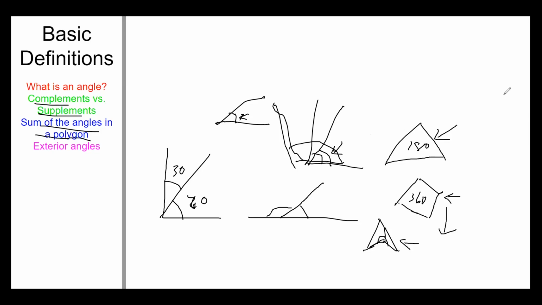And there is this formula. If the shape has n sides, then the total degree measure, or sum of all the angles in the shape, is n minus 2 times 180 degrees. For example, a square has 4 sides, so n would equal 4. 4 minus 2 times 180 is equal to 360. For a pentagon, 5 sides, 5 minus 2 is 3 times 180 is 540.